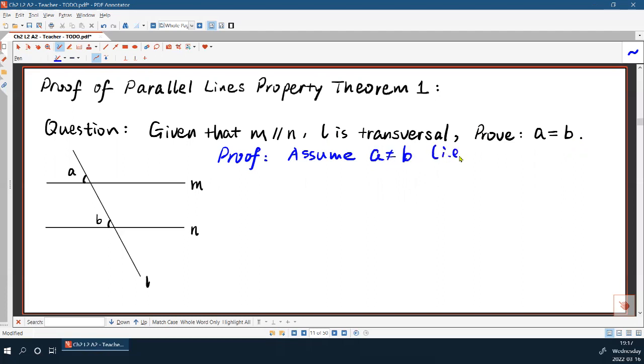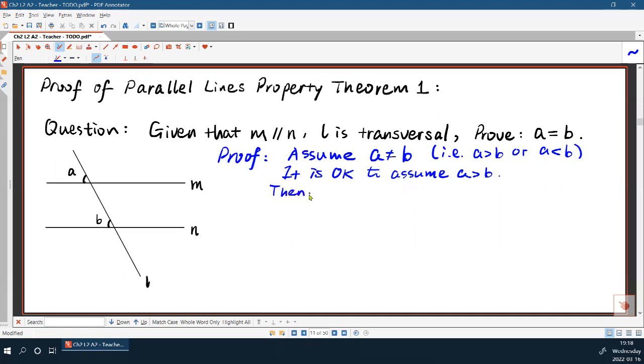That means A is either greater than B or less than B, right? It is okay to assume A is greater than B. Otherwise, we can follow the same logic to prove this, right? Okay, so let's say it is okay to assume A is greater than B. Okay, so follow this logic. If A is greater than B, what will happen?